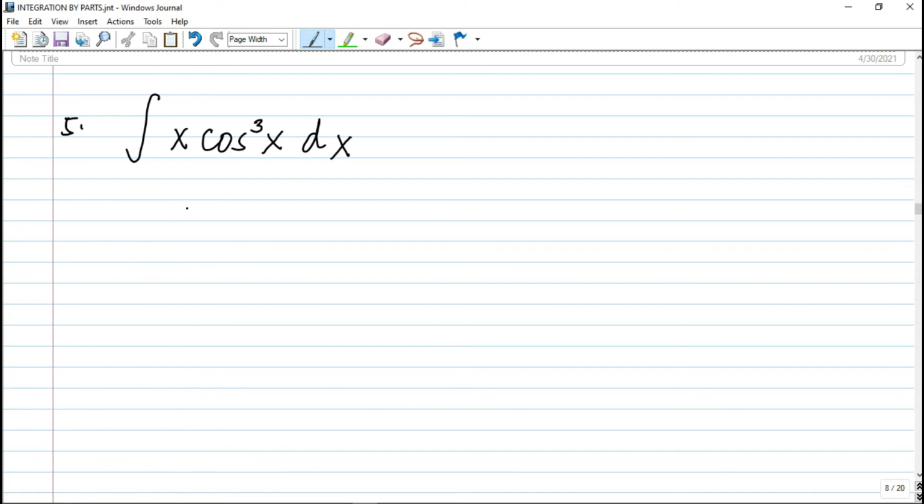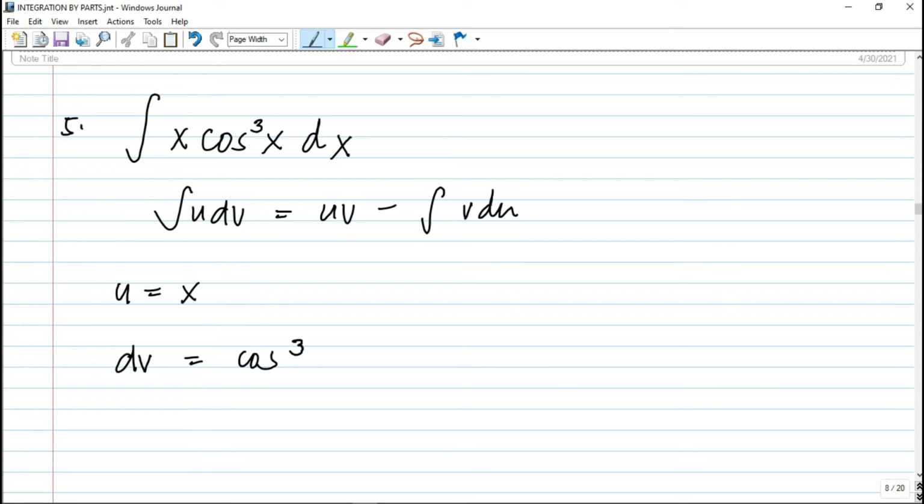So what is u, what is dv? Integral of u dv equals uv minus integral of v du. Let's identify each variable. Let u equal x, yung pinakasimple. Let dv equal cosine cube x, derivative of x. Then we identify what is du and what is v using this substitution. Du is simply dx, from the substitution. So, what is v?